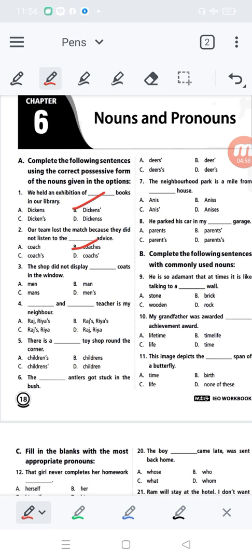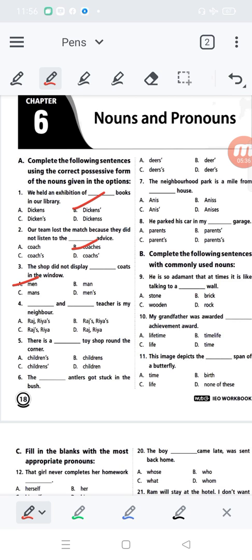Let me take this one. The shop did not display dash quotes in the window. If we look at the options properly, man is singular, and for more than one person, the plural form is needed. The correct option would be the first one, the pluralized form.